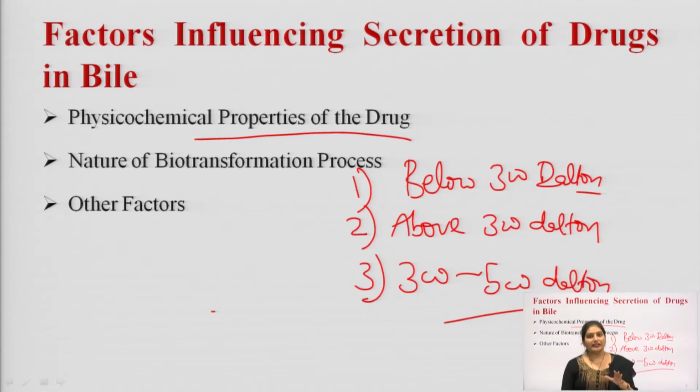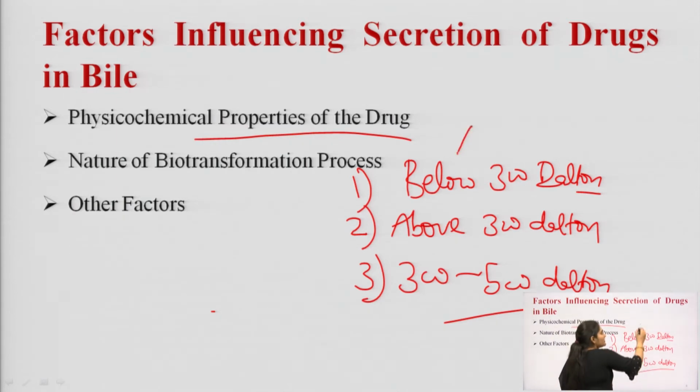Okay, we are having three different categories depending upon the molecular weight. In the first category, the molecular weight is below 300 Dalton. So, these types of drugs are excreted mainly in the urine, and less than 5% of drugs are excreted into the bile.